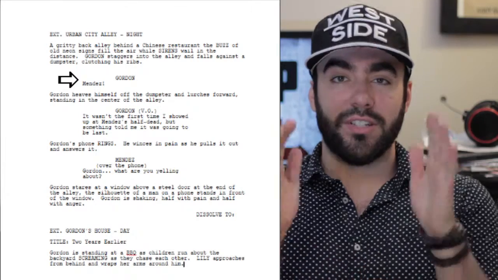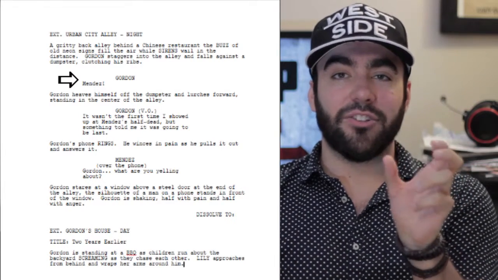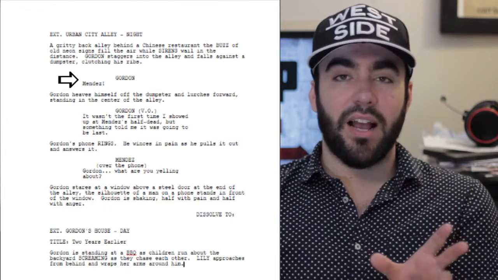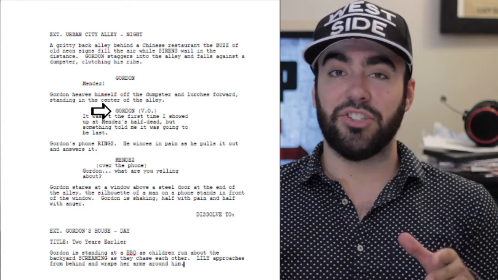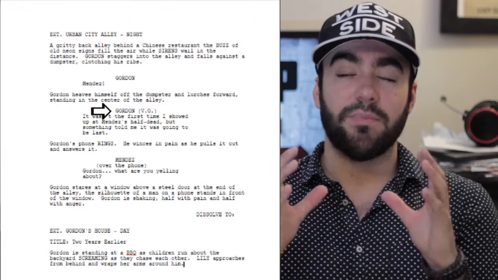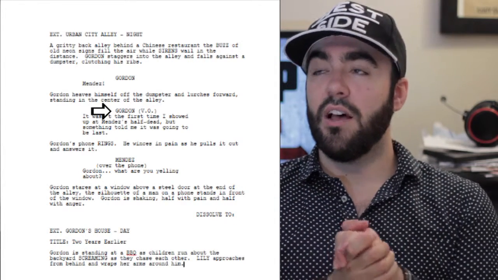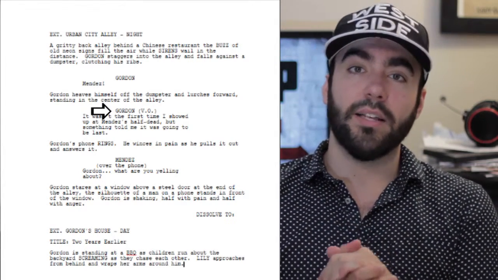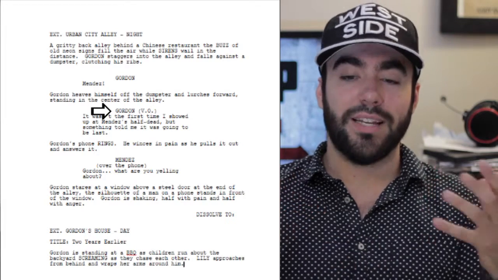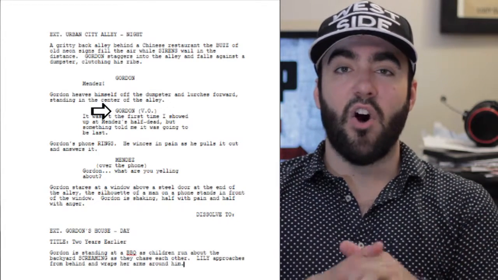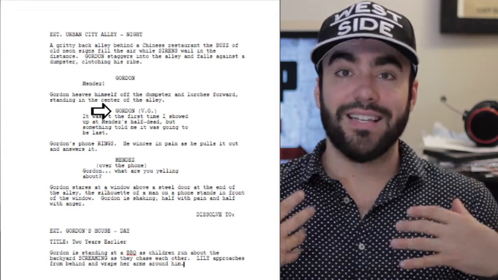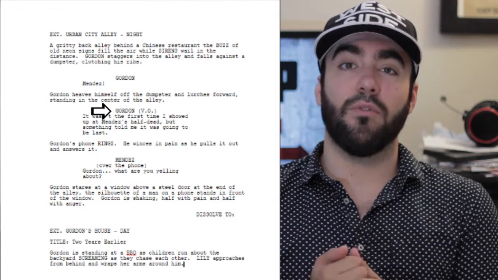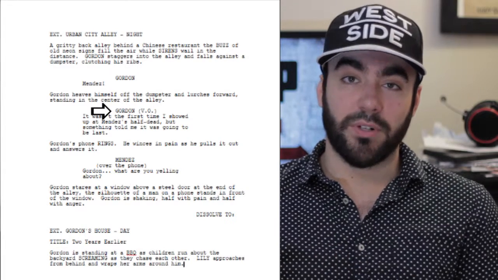Next up is dialogue. It always starts centered in the page with the character's name in all caps and then the dialogue to follow underneath. Now you see, this time when Gordon is speaking, there is an extension, and that is usually in brackets beside the character's name, which is VO, which stands for voiceover, or OS for off-screen. This is used to indicate how the dialogue is read on camera. So obviously, when it's voiceover, the character on screen isn't actually talking, but instead is dubbed over later in the post-production process.